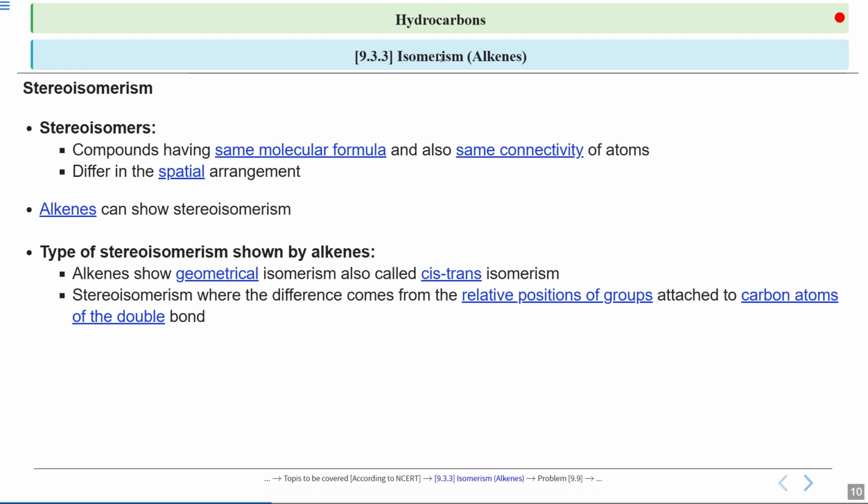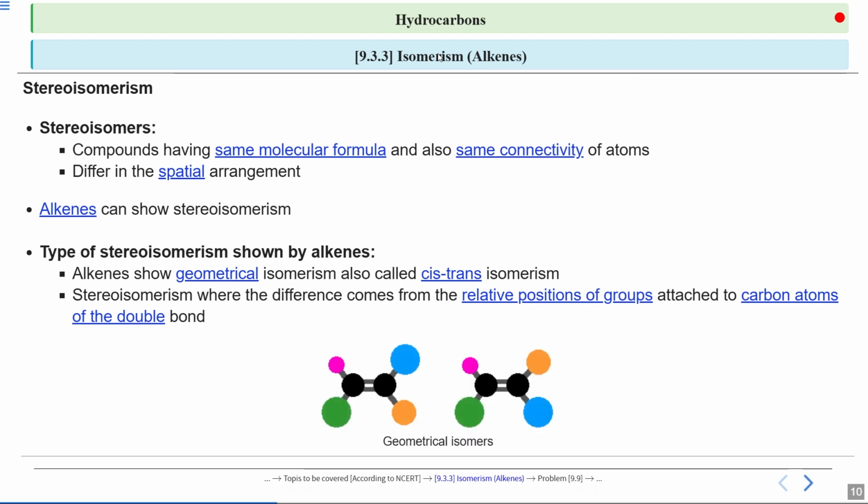Geometrical isomerism arises from the relative position of the groups attached to the carbon atoms of the double bond. This spatial difference can lead to distinct physical and chemical properties. Here is an image illustrating geometrical isomerism. This visual representation helps us understand how different spatial arrangements of atoms can lead to different isomers, even though the molecular formula and the connectivity remain the same. Here in this image, we can observe the black balls are representing carbon and the other colored balls are representing the groups.